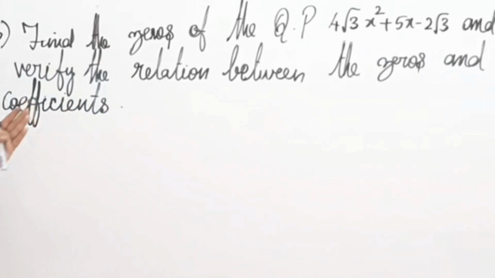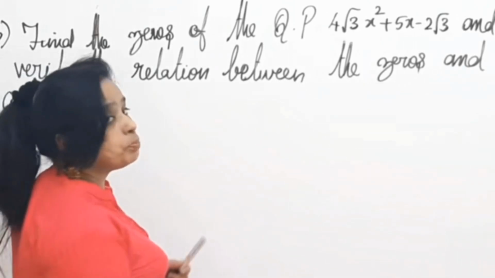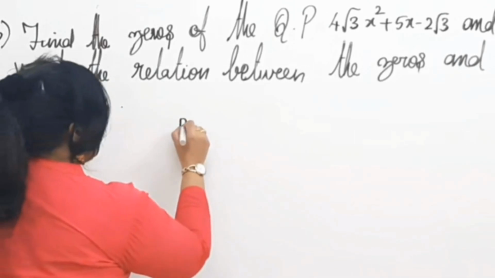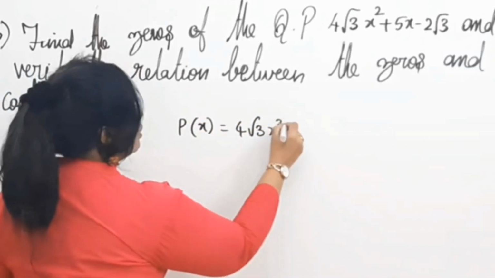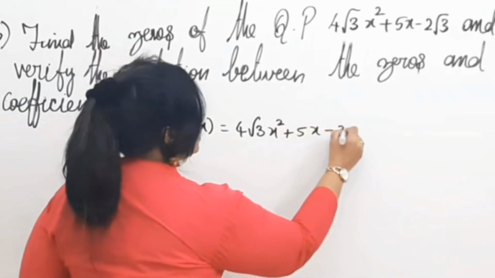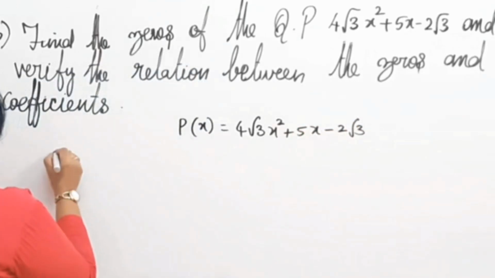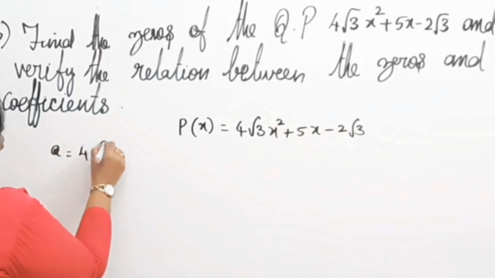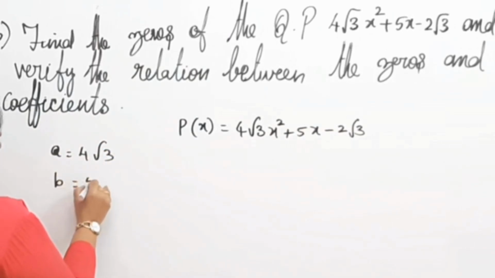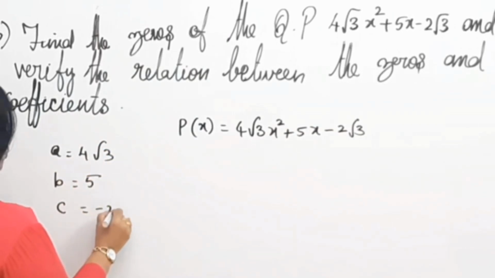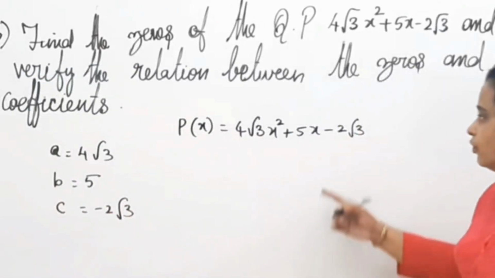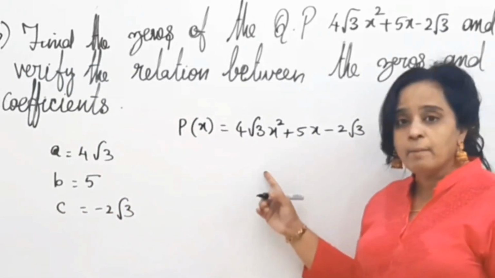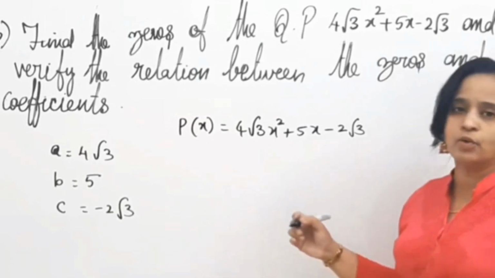The same concept for the polynomial 4 root 3x square plus 5x minus 2 root 3. So let me have my polynomial, p of x equal to 4 root 3x square plus 5x minus 2 root 3. Now let me write my a equal to 4 root 3, b equal to 5 and c equal to minus 2 root 3. Let me go and find the factors. You have to be very careful since the irrational numbers are also part of the coefficients.